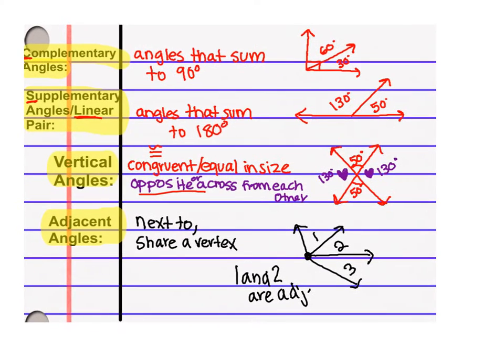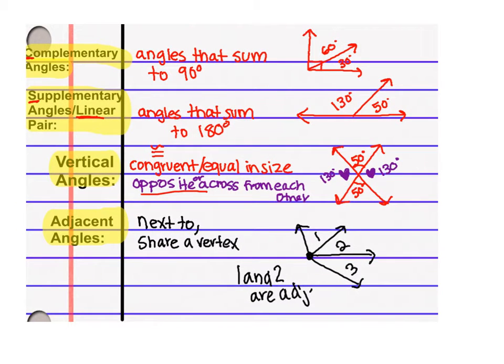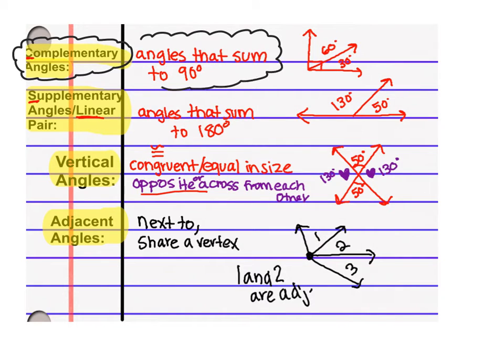Okay, here are some new vocabulary words, so you do need to write these and copy these. Your first vocabulary word is complementary angles. Complementary is spelled differently than the word complement. They are angles that sum to 90 degrees. I drew an example for you. It's a 60 and a 30 degree angle because 60 plus 30 adds to 90. So it could be 10 and 80, 20 and 70.